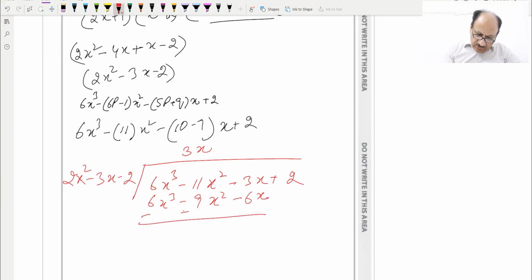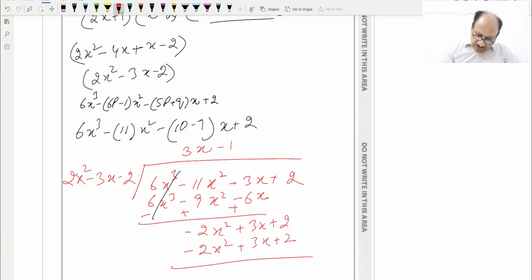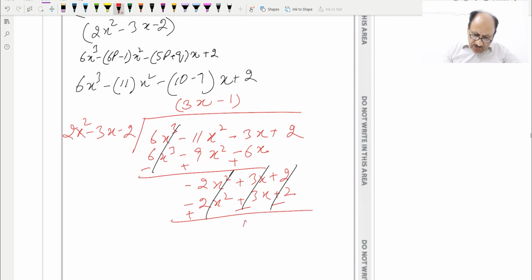And after changing signs we can cancel these two, and next will be minus 2x square plus 3x plus 2, and then by minus 1, so minus 2x square plus 3x and minus 2, this will be plus 2, and after that we will change sign, plus minus minus, and we can cancel this, so our factor will be this one. So our final answer will be what?